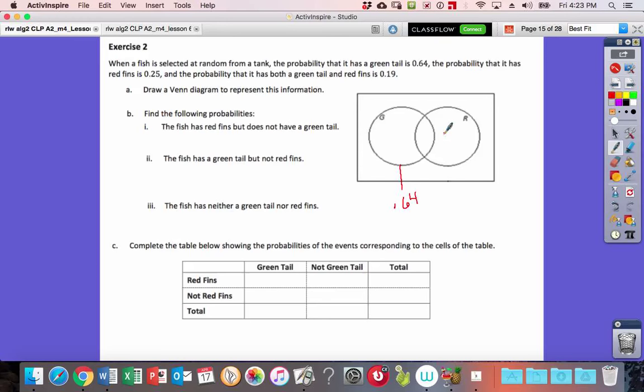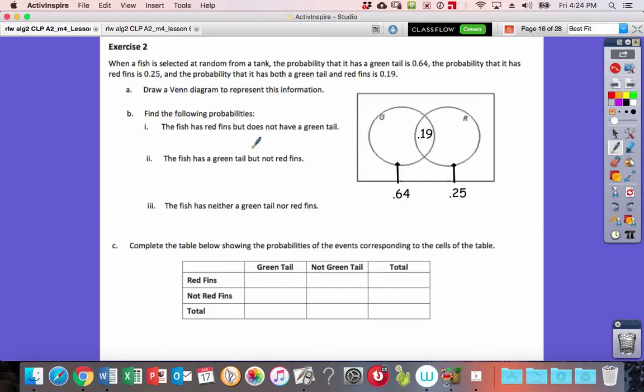The probability that it has red is 0.25. And the probability that it has both is 0.19. Do you see how that works? The 0.64 is there because it said all of them being green, all of them being red. Okay, and I think I did that for you. There we go. Let's see if we can figure out some of the probabilities given that information.